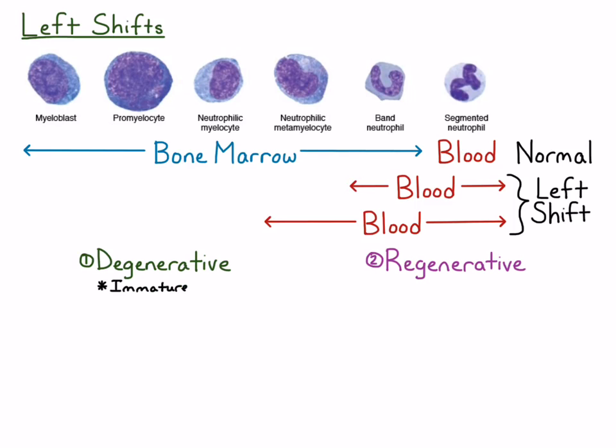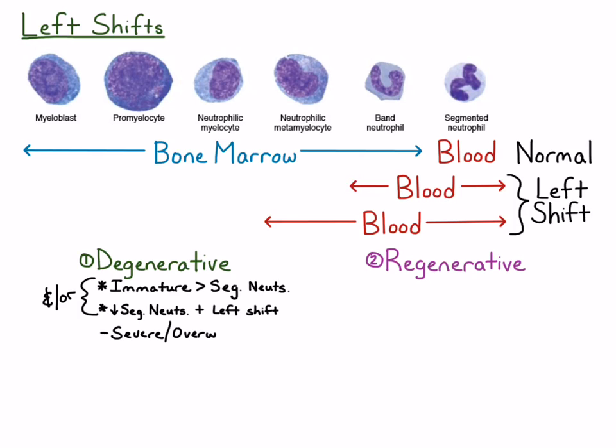A degenerative left shift is when you have immature neutrophils greater than segmented neutrophils in peripheral blood, or if you have a neutropenia with a left shift. So what is the significance of a degenerative left shift? Well, it's typically seen with severe inflammation, where the bone marrow is being overwhelmed by the inflammation that's present in the tissues. So essentially, the bone marrow can't keep up neutrophil production to meet the demand of neutrophils in the tissues. And we typically see that with sepsis or severe infections.